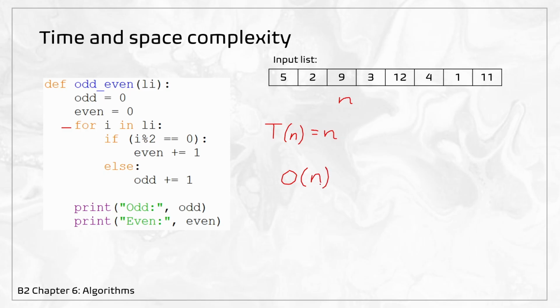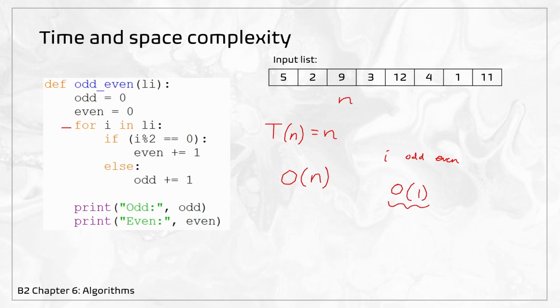But no matter how big the input list is, the algorithm only ever defines 3 variables: i, odd, and even. These variables then take fixed portions of memory. Since these portions of memory are the only memory used, we say that the space complexity of the algorithm is constant, which we denote as O of 1, meaning constant.